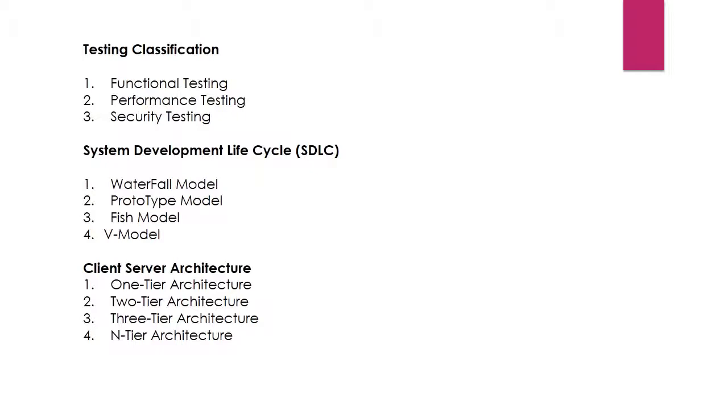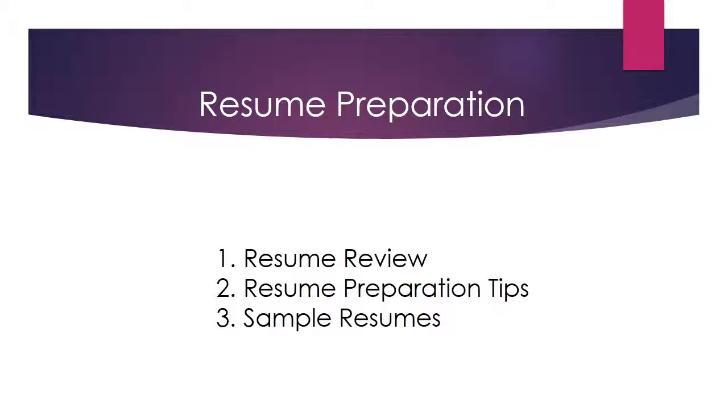Now, on the other hand, you have something called client-server architecture. As you understand client-server architecture, there are so many different types of architectures, like 1 tier, 2 tier, 3 tier, n tier, where n represents a variable number. So this is exactly what you need to understand to make sure you are aware of each and every part of the testing term.